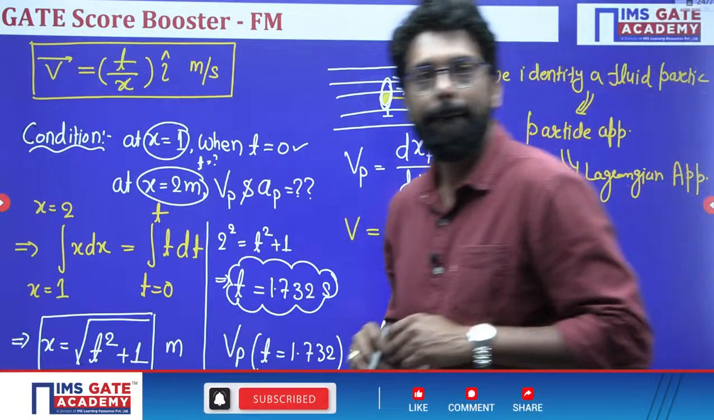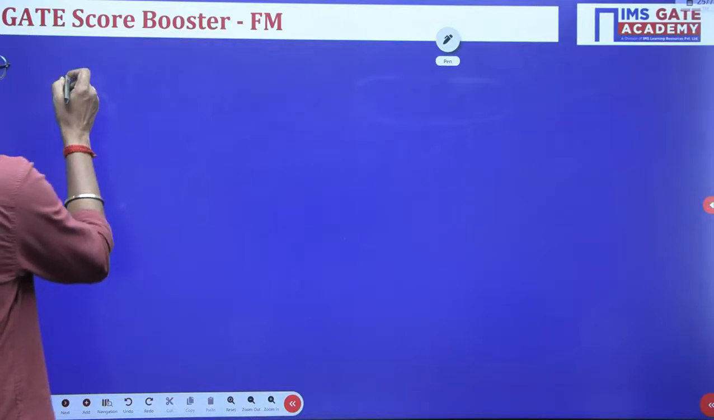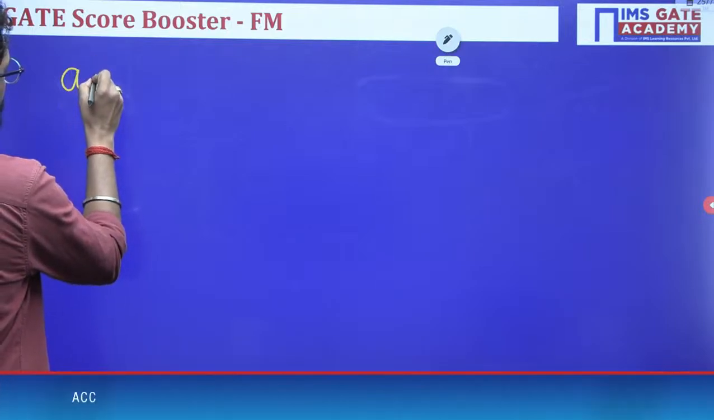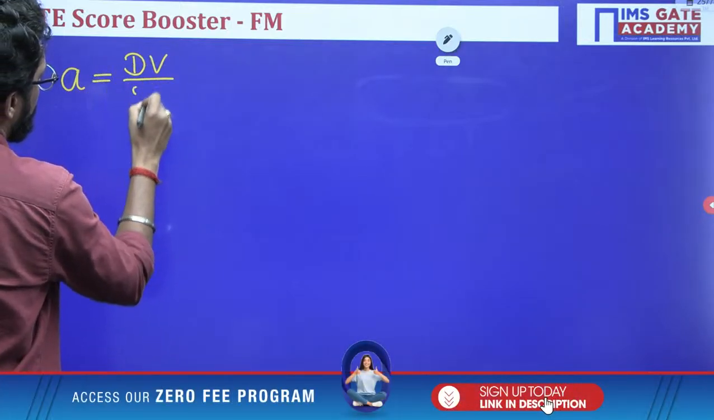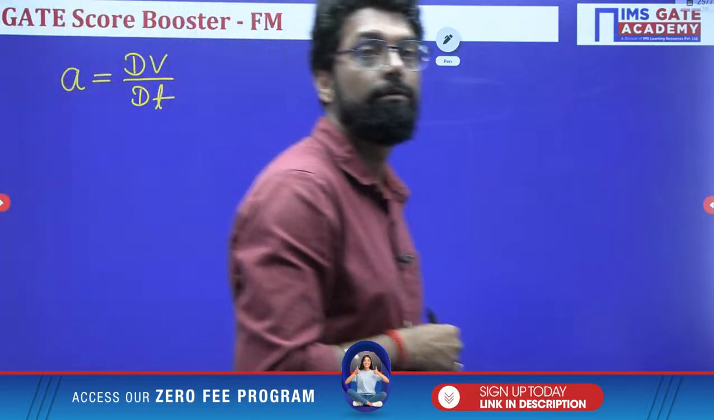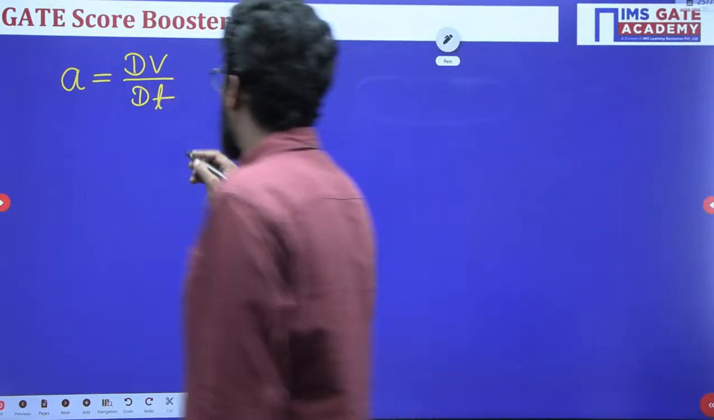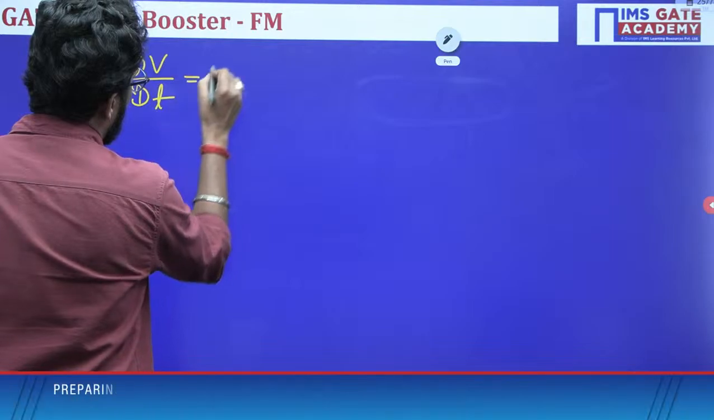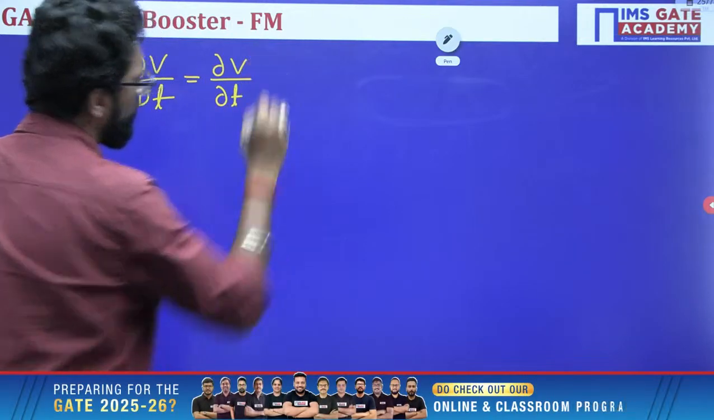Clear? Now you have to find the acceleration. So acceleration is what, beta? It is your total derivative, dv by dt. Very important, I am telling you. This is 1D flow. Now this total derivative, how to expand this one? dou v by dou t.